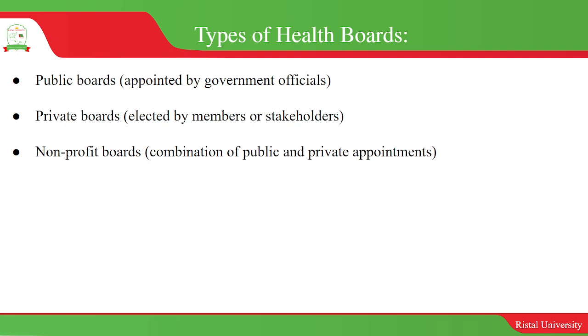So the boards can be public boards, if the officials of the board are appointed by the government. So, for example, if you talk about the Food and Drug Authority, that is an agency of the government, and therefore it has its own board, and the people on that board are appointed by the government. Usually they are appointed by the president. And then you have private organizations. They also have their own boards. Okay, so they are elected by members. It can be shareholders. It can be the stakeholders appointing the members to boards of private agencies or organizations.